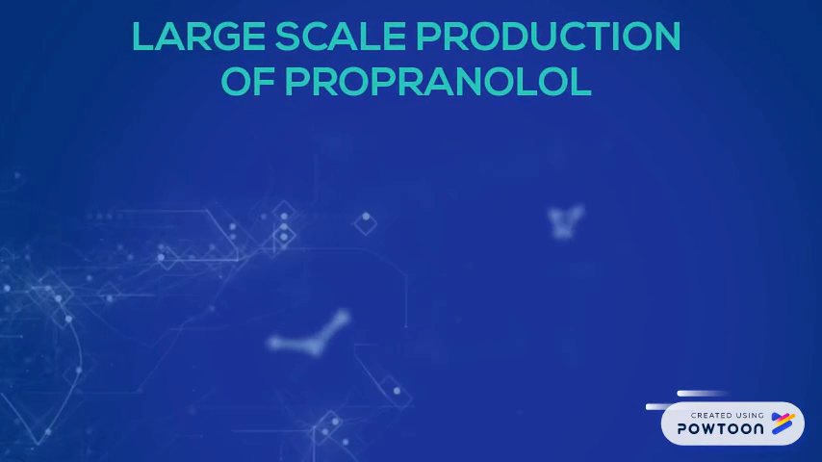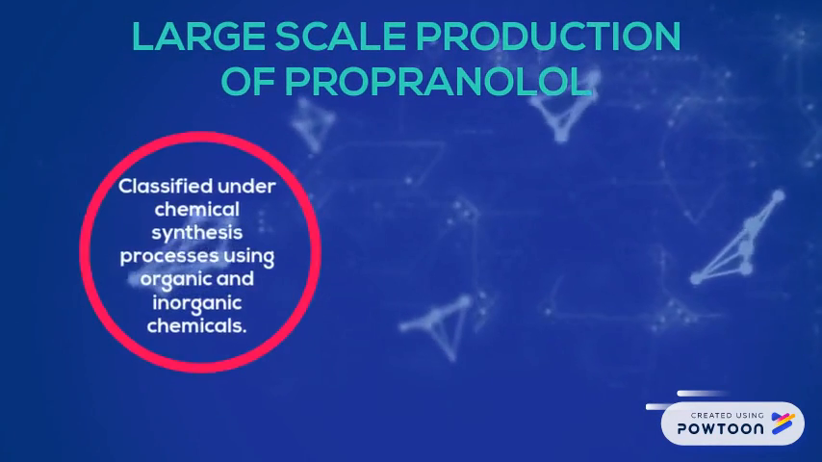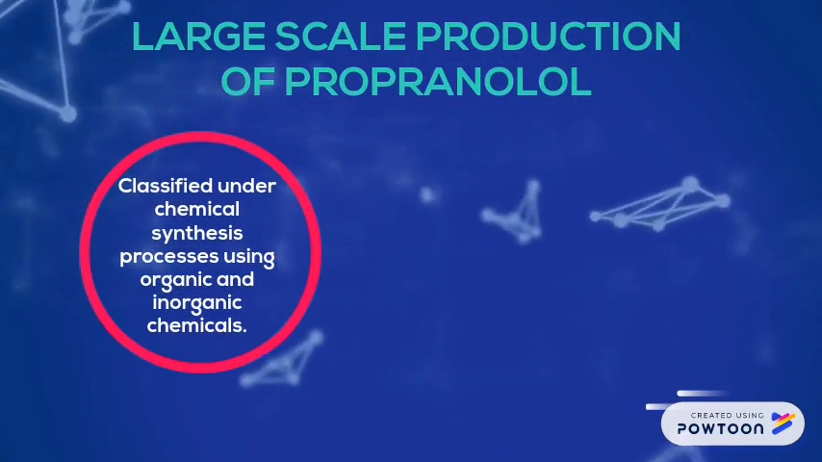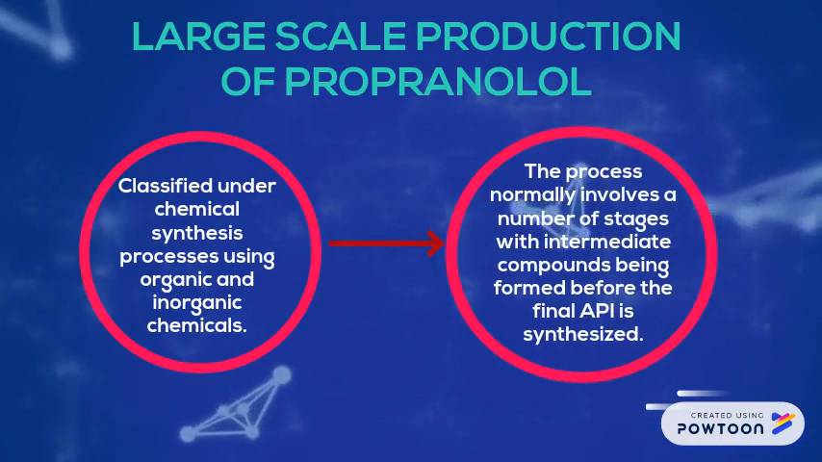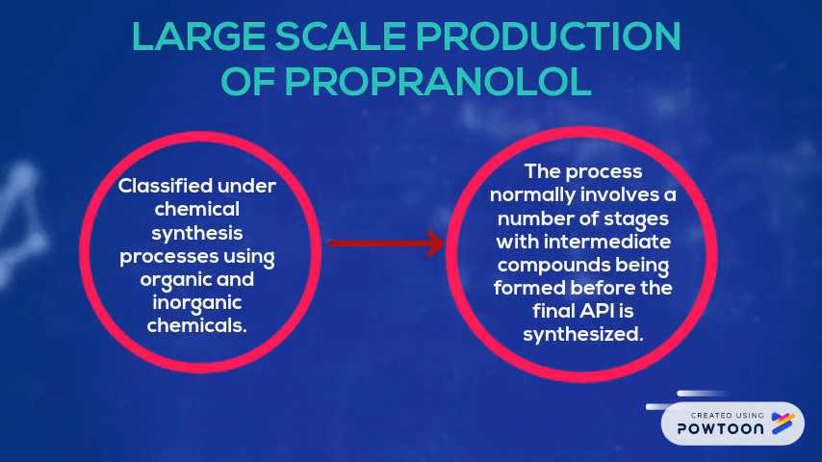In a large-scale production of propranolol, it is classified under chemical synthesis processes using organic and inorganic chemicals. The process normally involves a number of stages with intermediate compounds being formed before the final API is synthesized.